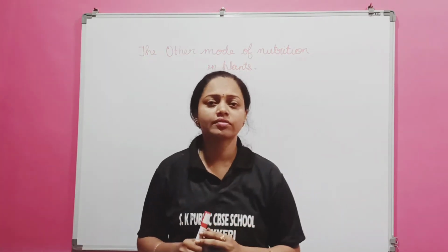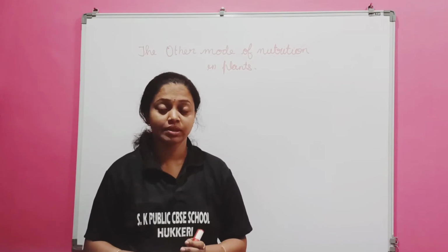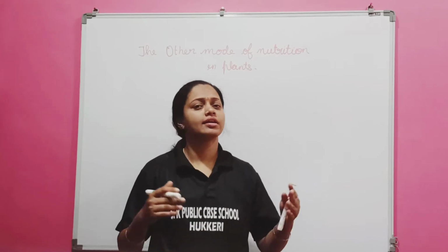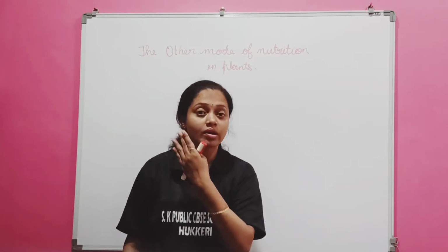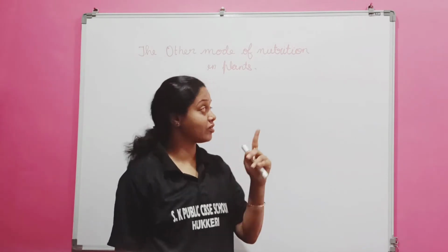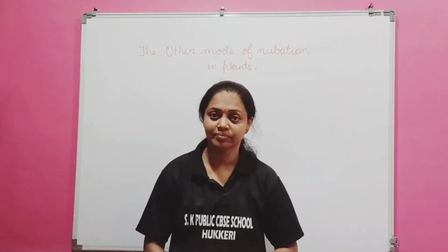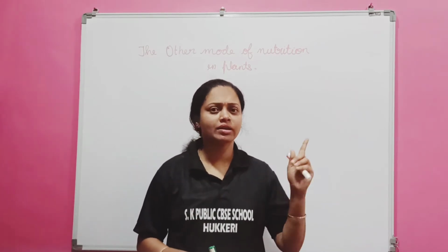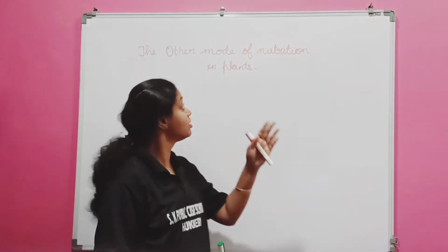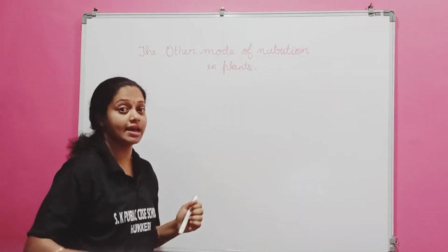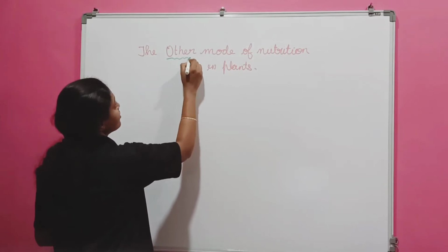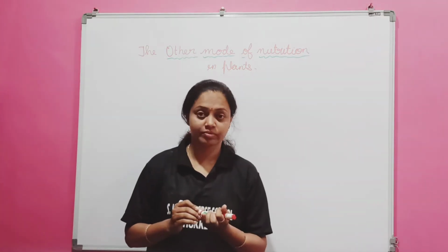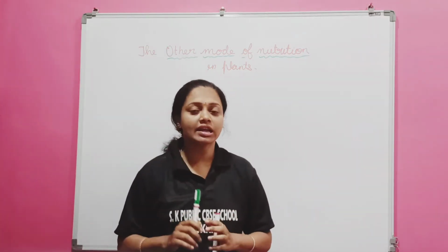Why have I written this, other mode of nutrition in plants? Didn't I say all plants have chlorophyll, they are green in color and they are called autotrophs? Why have I written this subtitle for you all? Whenever we teach you, you have to think first: why is madam going to teach the other mode of nutrition? I am going to highlight other modes of nutrition because, do you observe our environment?